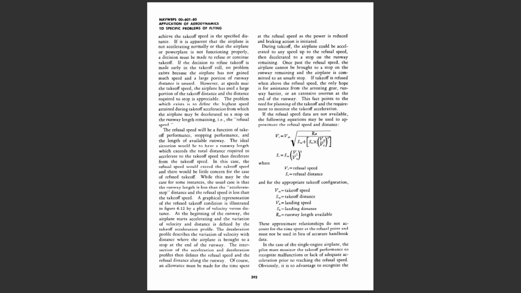The problem which exists is to define the highest speed attained during takeoff acceleration from which the airplane may be decelerated to a stop on the runway length remaining, i.e., the refusal speed. The refusal speed will be a function of takeoff performance, stopping performance, and the length of available runway.